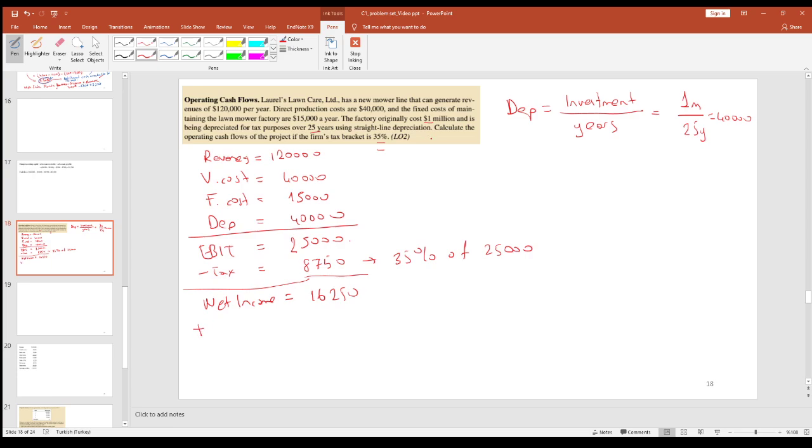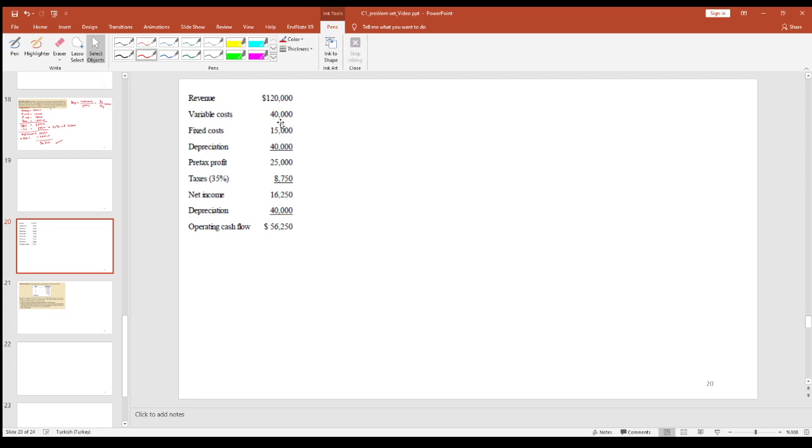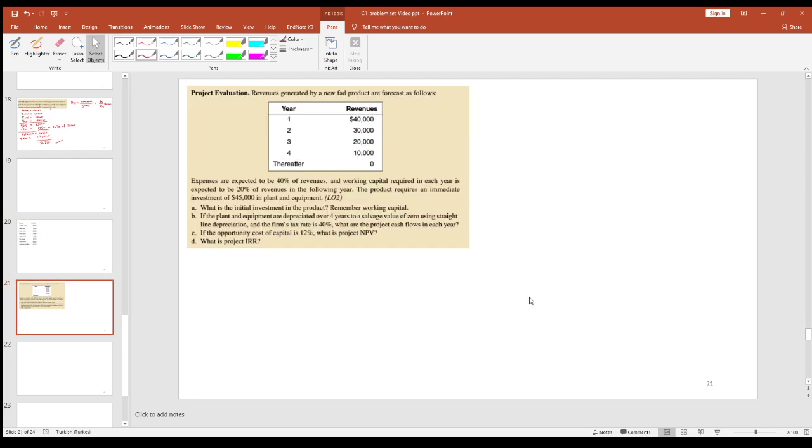In order to calculate operating cash flow, you need to add depreciation back here, which is 40,000. One more time, why we add depreciation back in order to calculate operating cash flow is that depreciation is not a cash outflow. It's not an expense that requires cash outflow. So the result of this will be 56,250. Okay. Another problem you can check from here. But here our last problem, project evaluation.